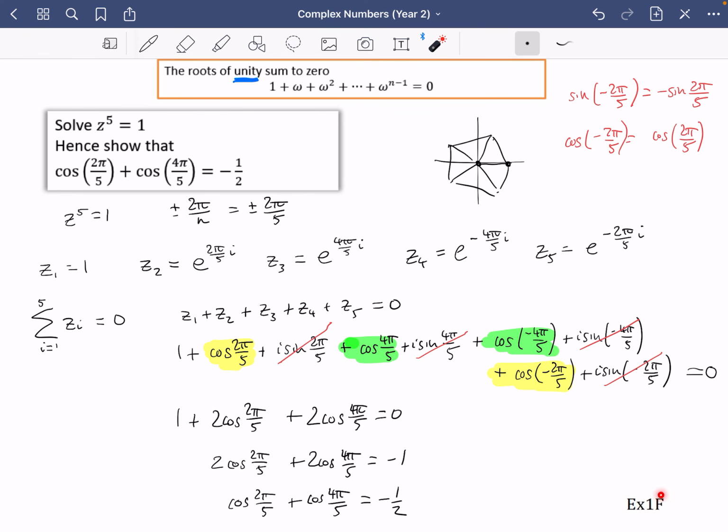So this should be enough to help you answer exercise 1F. There are some tricky questions in there. If you get stuck, use Solution Bank to give you some hints. And I would also advise using exponential form for as much of this question as possible. And I would also advise using this really neat shortcut of just adding on 2 pi over n rather than trying to do it in the way that they do in some of their examples. Okay, good luck with that.